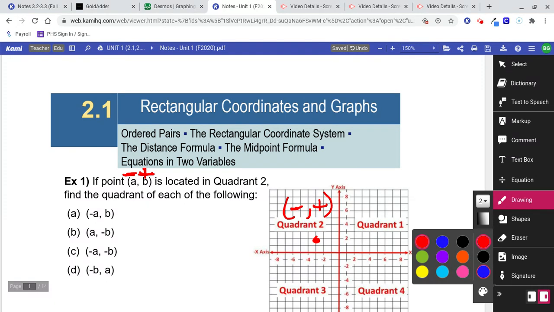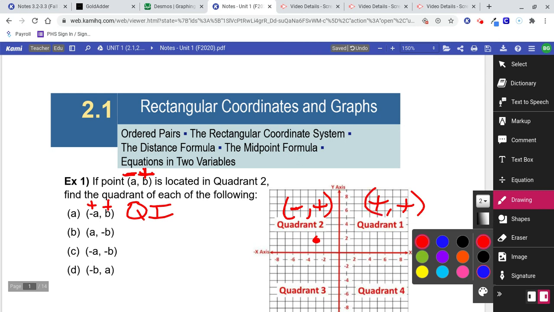So when you look at part A, it says the opposite of A, comma, B. So forget about numbers. I don't care about numbers. Just think about the signs. A started out as what? Negative. So this says the opposite of that, meaning it is positive. And then B is just the same thing. Since B started out as positive, B is positive. So where are we at if we're positive, positive? Quadrant 1, correct. Because we know positive, positive is in quadrant 1.